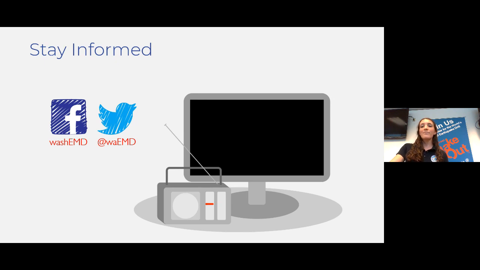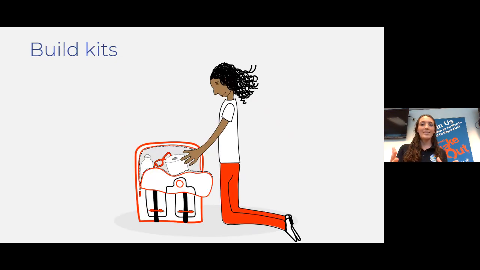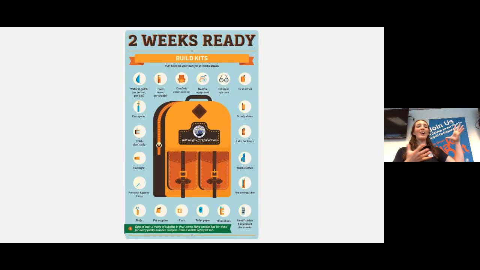Now, the third step is to build kits. And this is typically what people think of when they think of being prepared for disasters. People imagine a big stockpile of supplies. And yes, you do want to have supplies at home to take care of you and your family in a disaster. So your goal is to be two weeks ready. That means having two weeks of food and water, clothes, pet supplies, anything else you use on a day-to-day basis, you'll want to have at home in your two-week ready kit.